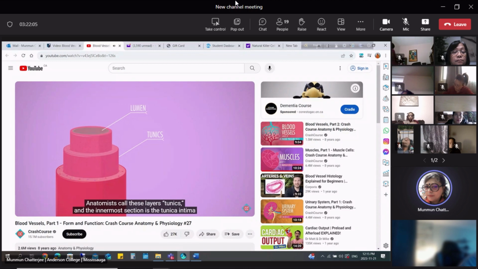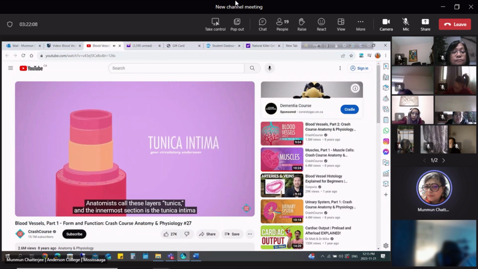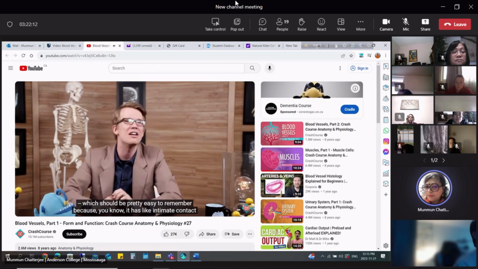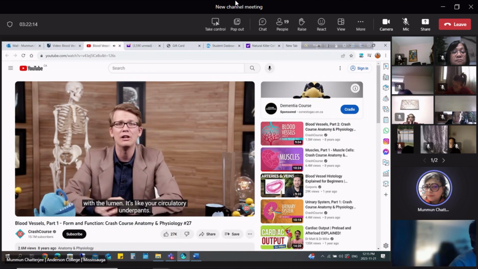Anatomists call these layers tunics, and the innermost section is called the tunica intima, which should be pretty easy to remember because it has intimate contact with the lumen. It's like your circulatory underpants.